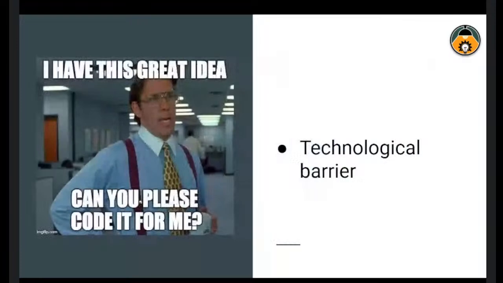Next, technological barrier. So guys, this slide may not apply to most of you here because most of you are from an engineering background, but in many cases, startup founders face a technological barrier. They have an idea, but they don't know how they're going to make the website or the application of their idea.